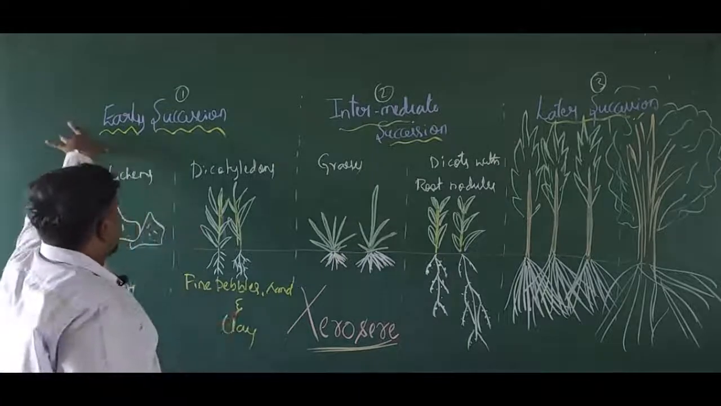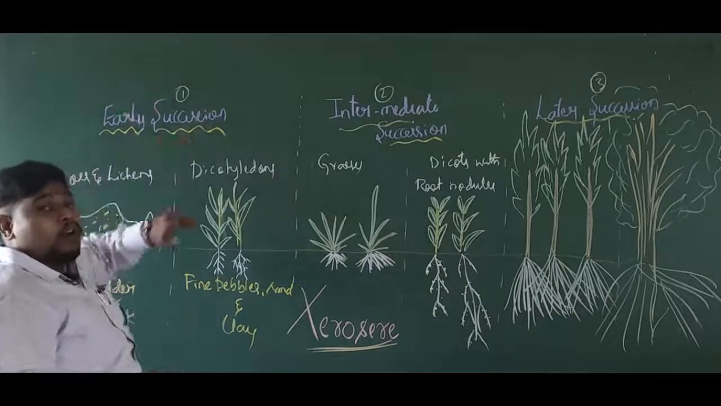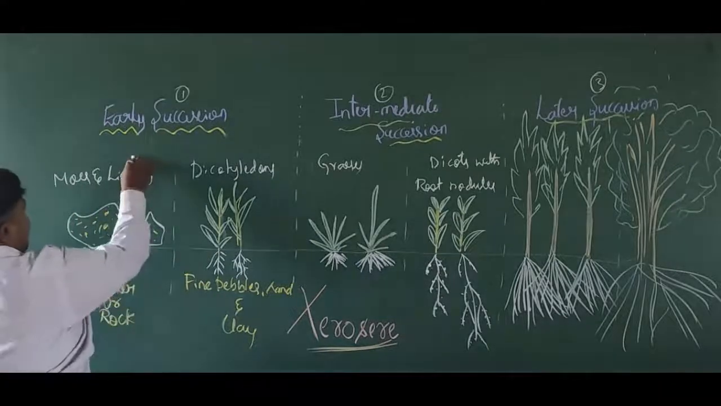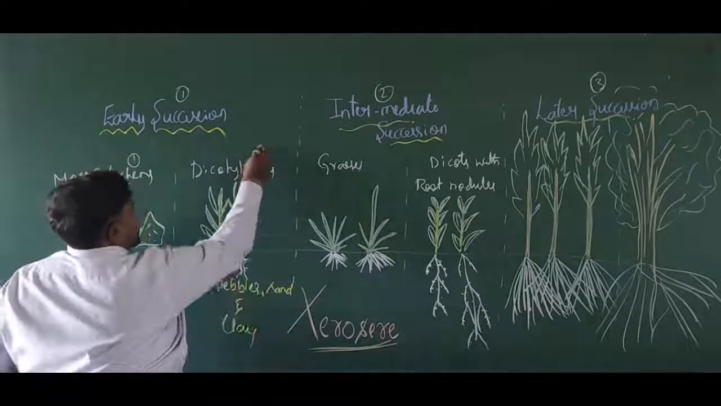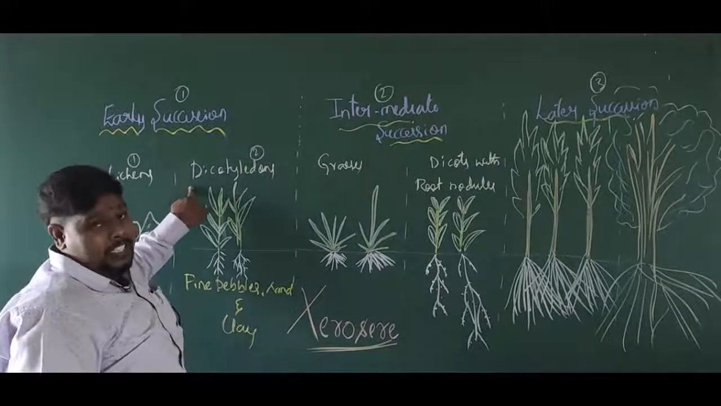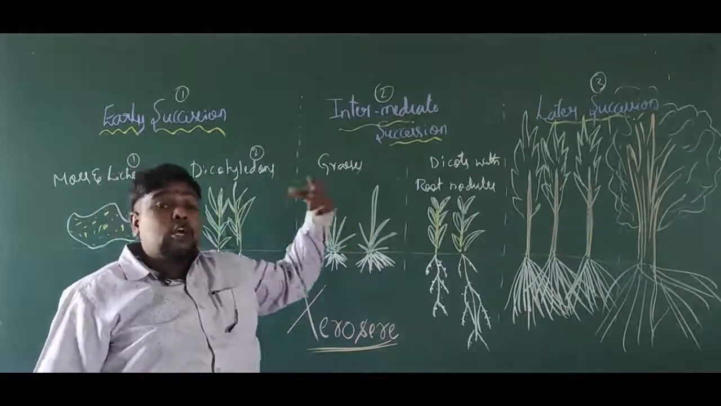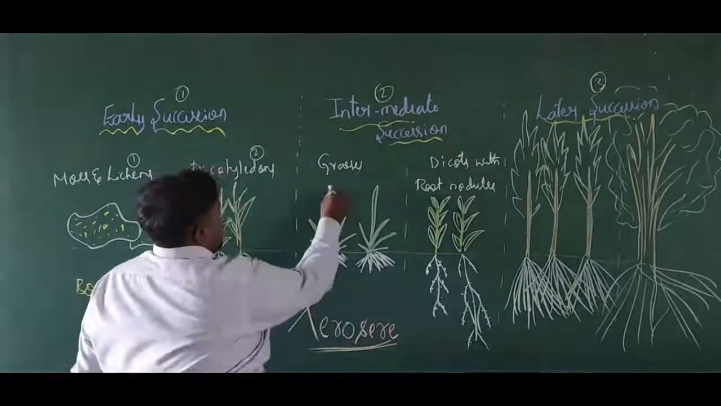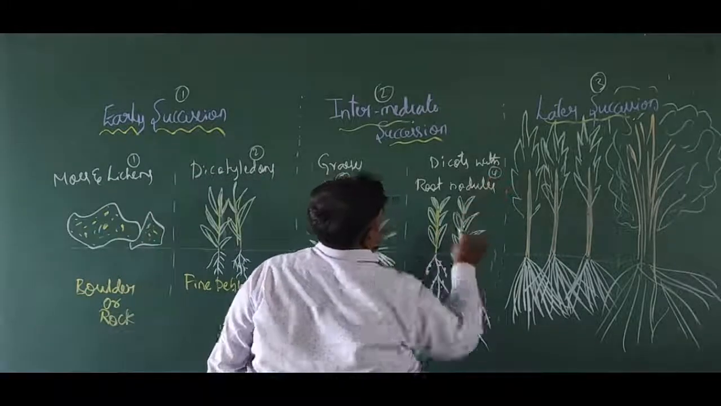And followed by this, we have sub-stages. In case of early succession, we have two sub-stages. Namely, the first one is called the moss and lichen stage. The second one is called the dicotyledonous stage. And in case of intermediate succession, we have again two substages. They are your grass stage, and the fourth one is your root nodule stage.